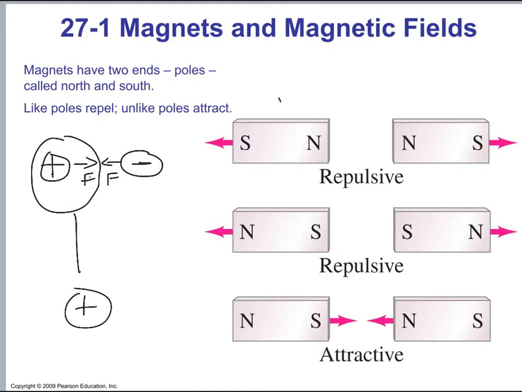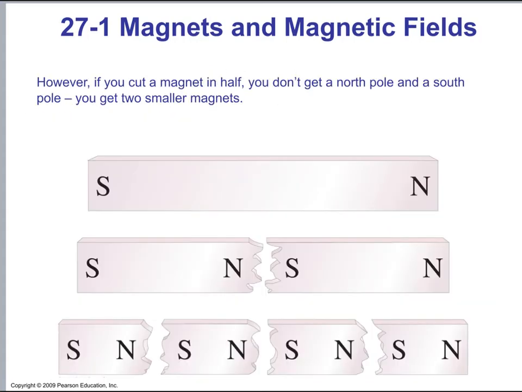You can't cut this in half and just have a south pole and just have a north pole, because what would happen if you cut it in half is that you get two bar magnets. And so you would get something like this, where you have a south and a north, and then a south and a north. Divided again, you get additional magnets. You cannot isolate a single magnetic pole. That's a major difference between the force between charges and the force between magnets.